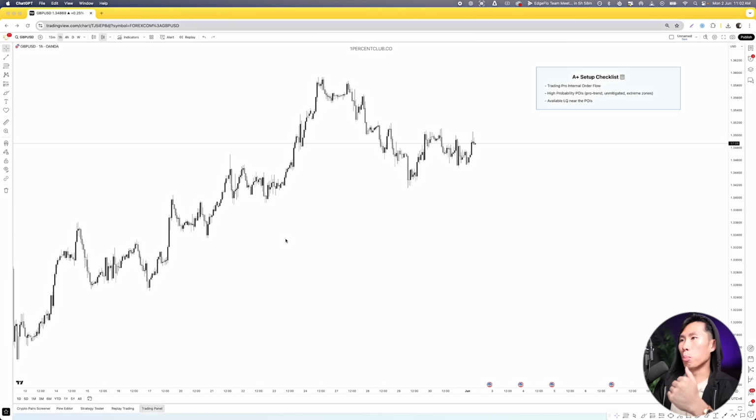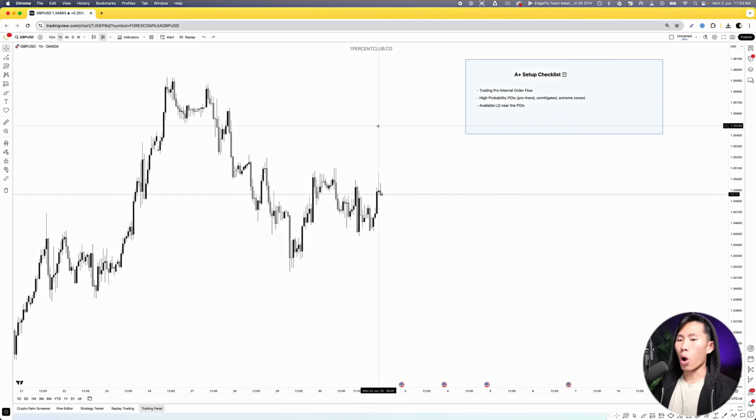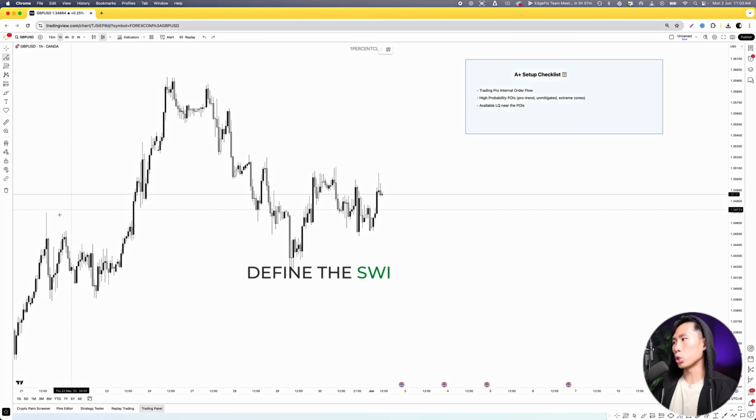Alright, so right now we have a blank chart on the screen on GBPUSD. This is live market at the moment, so I'm going to map it out with you guys to help you understand which are the low probability scenarios you want to be avoiding, which are the medium probability scenarios you can consider trading, and which are the high probability scenarios you definitely want to trade, the A+ setup. So obviously the first thing we want to do is define our swing range, right?